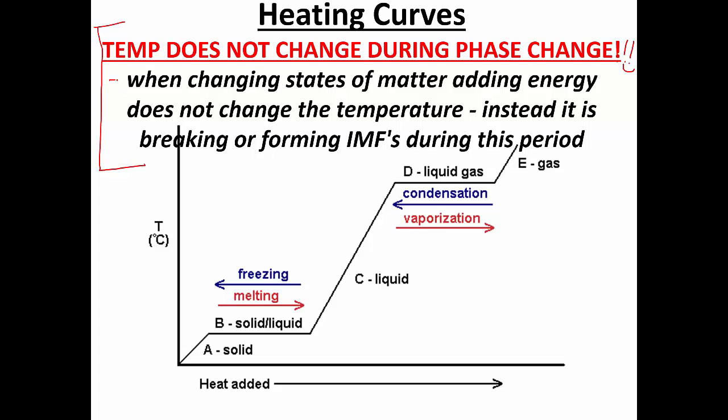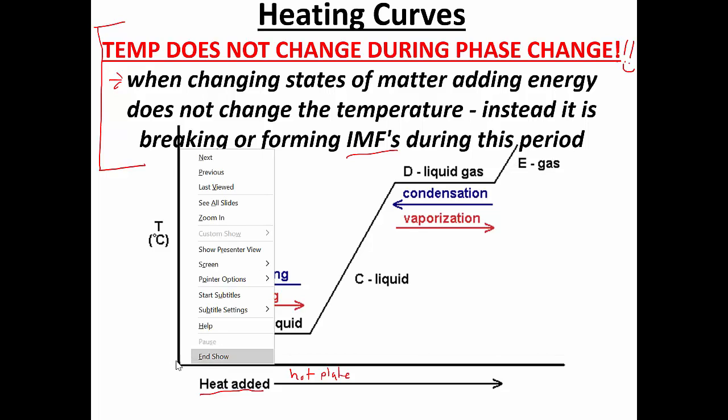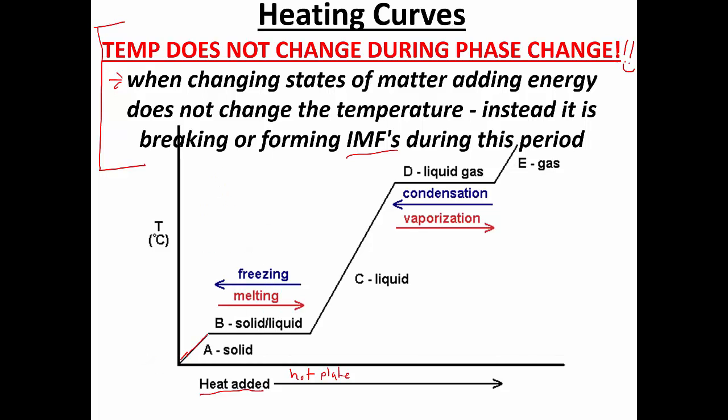When changing the state of matter, adding energy does not change the temperature. Instead, it is breaking or forming those intermolecular forces during this period. So when we look at this graph, as heat is added, so an example is you're just on a hot plate, you're just adding heat, adding heat, adding heat. Notice that as you add heat along the solid, you're increasing temperature. So your temperature is going up.